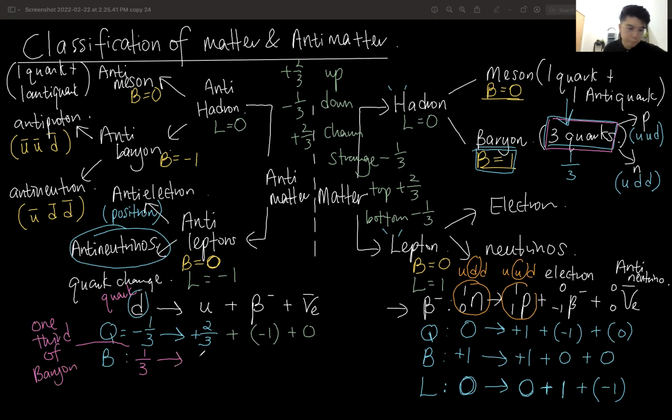Arrow. This one is the same, 1 over 3. Plus, this is not a baryon, 0. This is not a baryon, 0. Conserved. Last one, lepton number. The down quark, a quark is not a lepton, so 0. This is plus 1. This is anti, same as before, minus 1. The anti-neutrino has a minus 1. So this is how you do it: the conservation of charge, baryon, and lepton number.